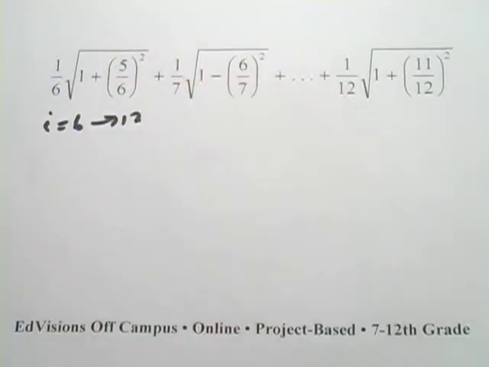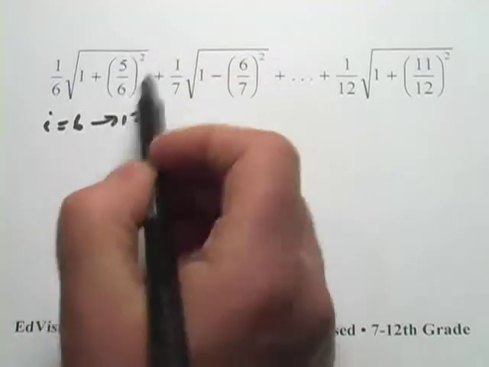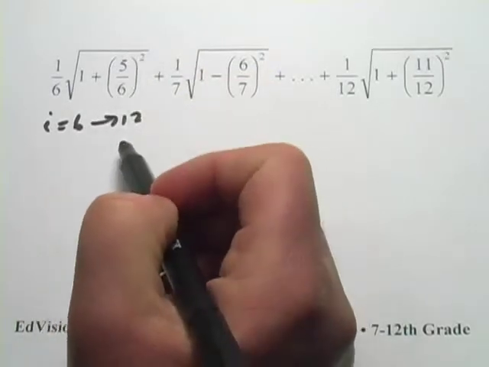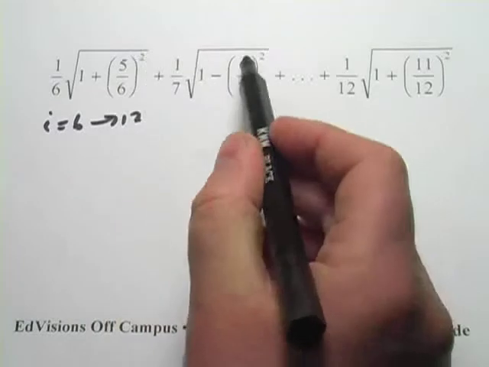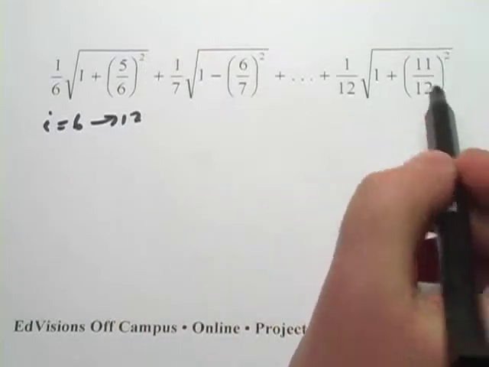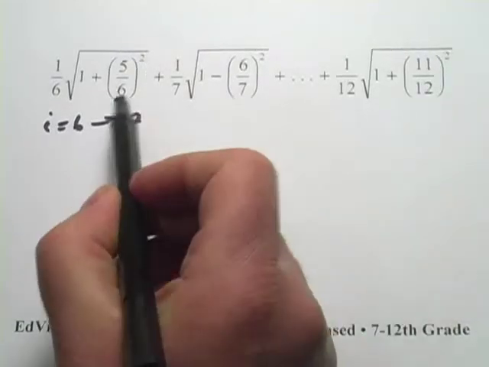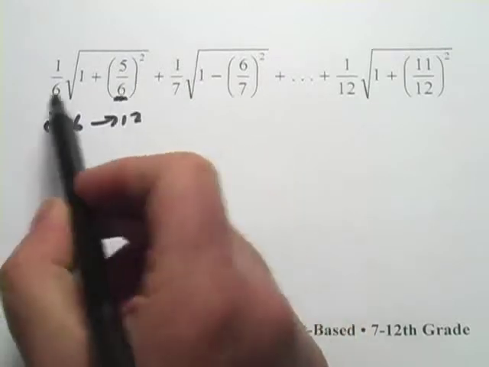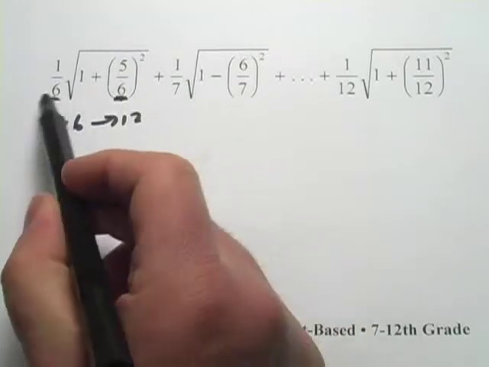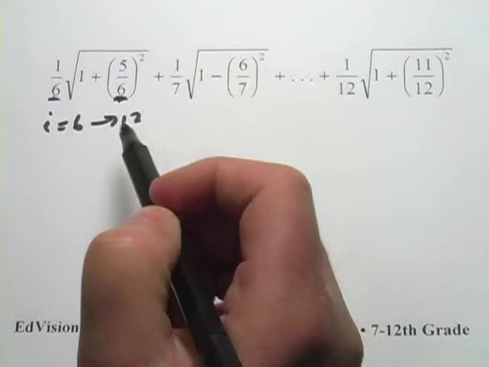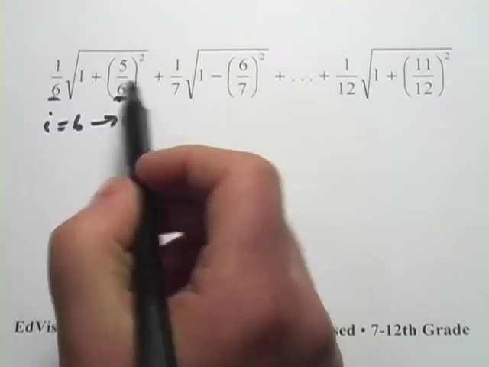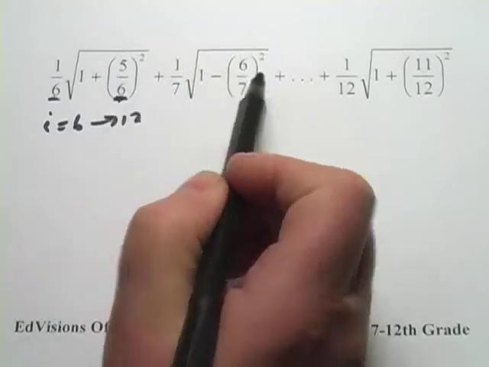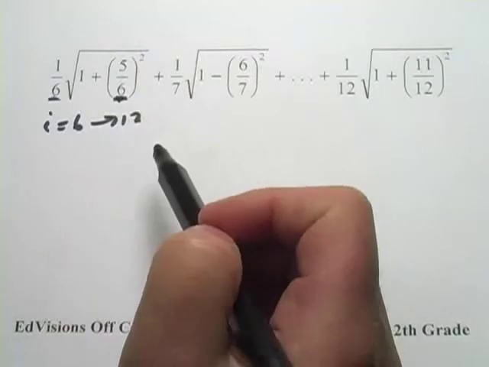Let's just start there. Now, inside the expression, other things are changing too. We have 5 sixths, then 6 sevenths, then finally 11 twelfths. And what I notice is this number down here is the same as this number out here. So if this is i, then this can be i too. But what about this number up here? Well, in each of these, it's 1 less than i. So we could call that i minus 1.